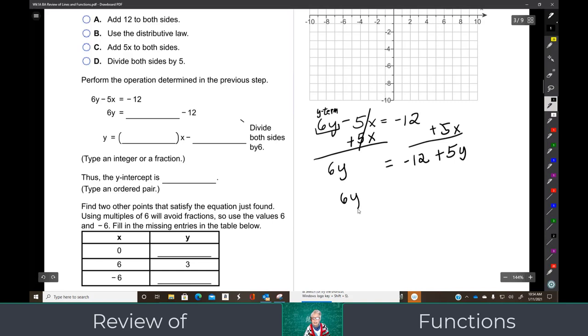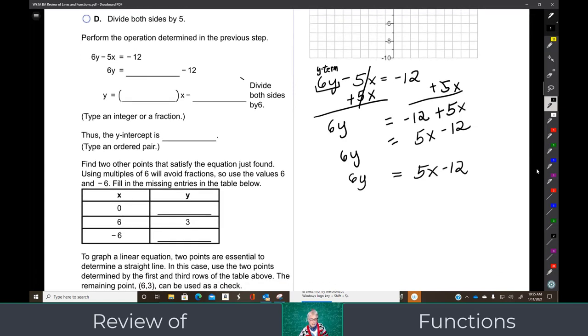Instead, I'm going to say 6y equals. Now, remember when you add numbers, it doesn't matter what the order is. I'm going to put the X term first and then the negative 12 behind. Then I'm going to rewrite this because somehow I got very angled. Now I know the way I like it. How do they like it? Aha, okay.